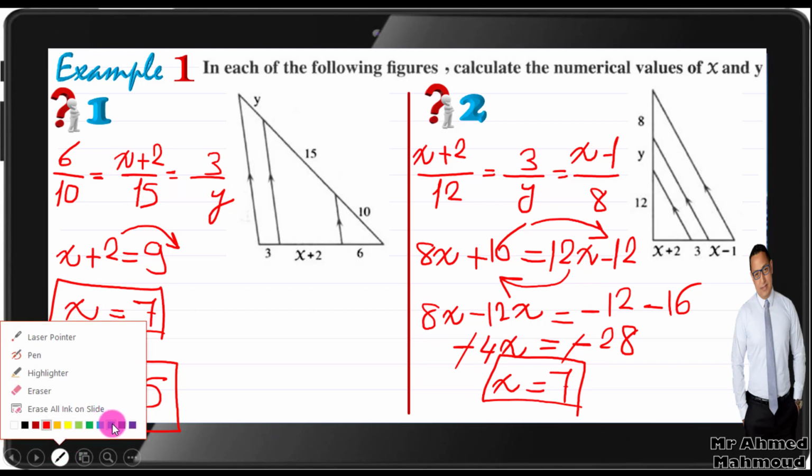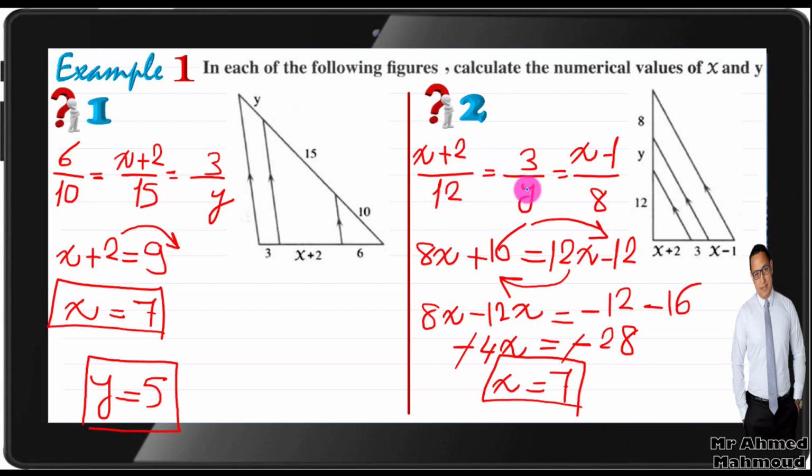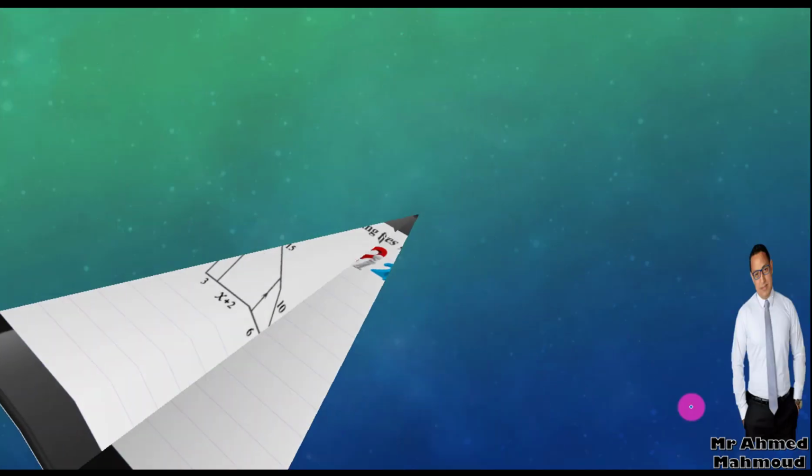Now I can find the value of y. Here x plus 2, 7 plus 2 equals 9. So y equals 3 times 12 over 9. So y equals 3 times 12 equals 36 over 9 equals 4. So y equals 4.